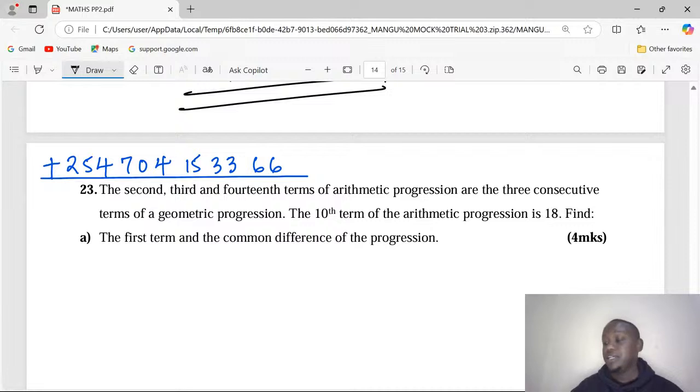There is another interesting question, which is on sequences and series, number 23. A very good question, which I want us to go through. Remember, we are winding up.